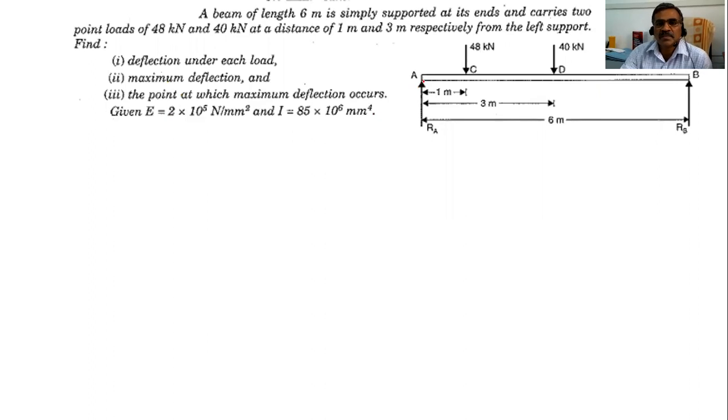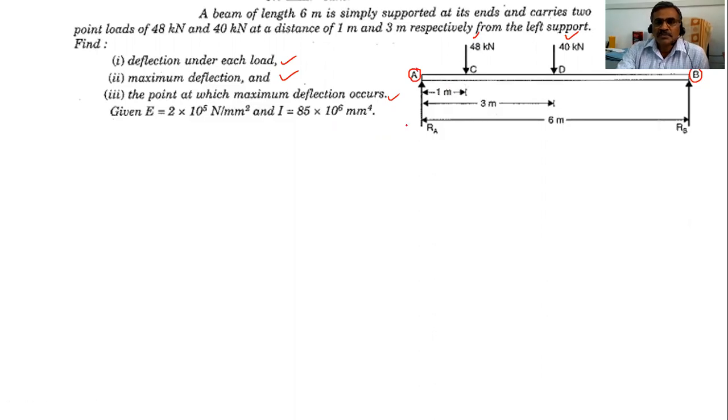In this problem, it is a simply supported beam. There is a support at A as well as B. There are two loads at distances of 1 meter and 3 meters: a 48 kilonewton load and a 40 kilonewton load. You need to calculate the deflection under each load, the maximum deflection, and the point at which maximum deflection occurs. So these are all the data we need to calculate. It is almost similar to the double integration method, but with some change in the procedure.